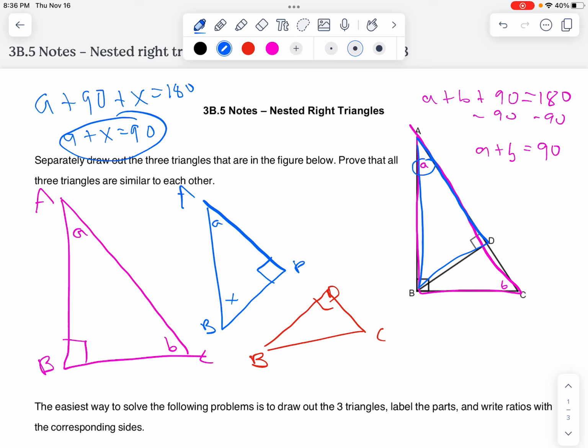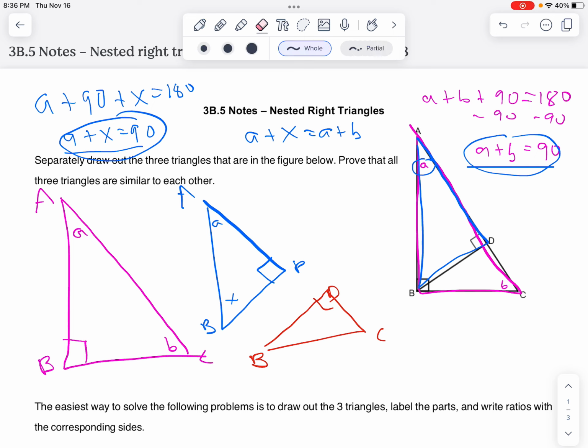We'll take a look at this equation and this equation. A plus b adds up to 90. A plus x adds up to 90. That means that using a little substitution, we can set these equal to each other. A plus x equals a plus b. Subtracting a's from both sides, x is equal to b. So let's go in and draw that in there now. This angle right here is b. So we know purple triangle is similar to blue triangle because this is a and b, and this has a and b.